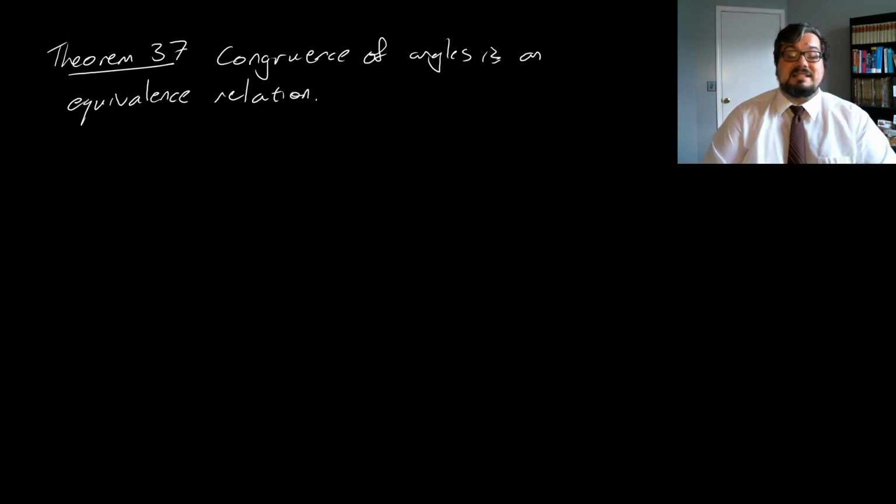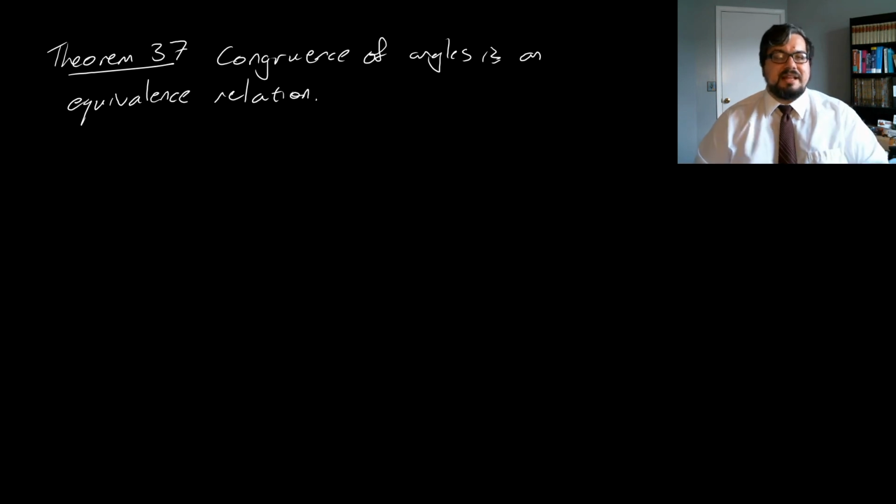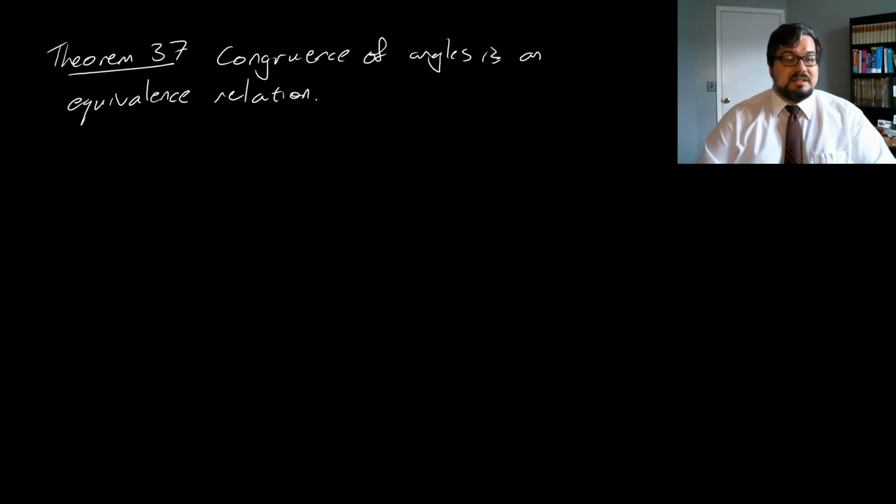That is, it's reflexive, symmetric, and transitive. I already mentioned that a little while ago. That basically just comes from the fact that equality of numbers is an equivalence relation. The proof of it is almost exactly the same as the proof for congruence of segments being an equivalence relation, so I'm not going to do any more with that.